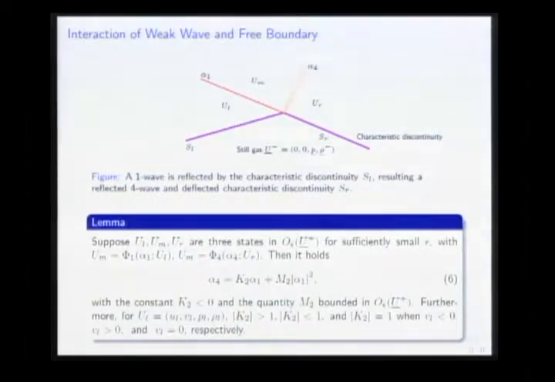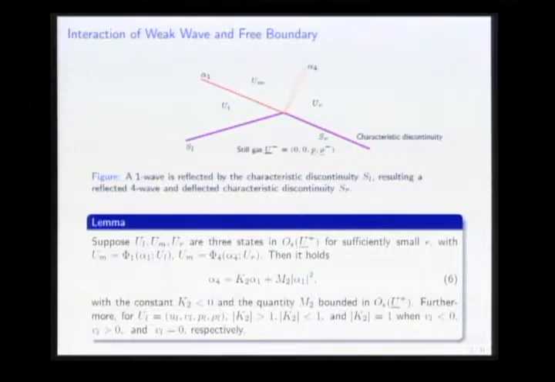Okay, so the next Riemann problem we had to find and solve for this work was the problem of the interaction of the first wave with the free boundary. Here, what happens is that the free boundary gets deflected, and there's a new 4 wave that is produced back in the domain. And here, the critical part is that this reflection coefficient, K2, is bounded.